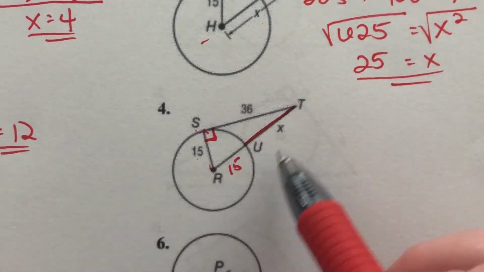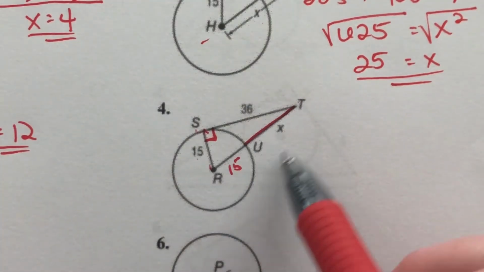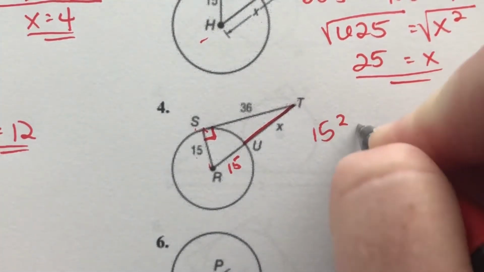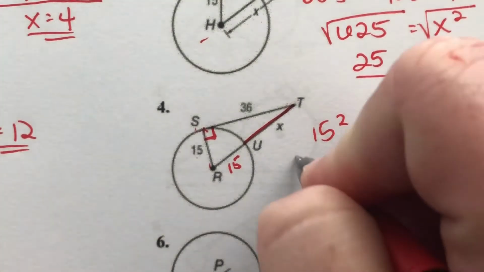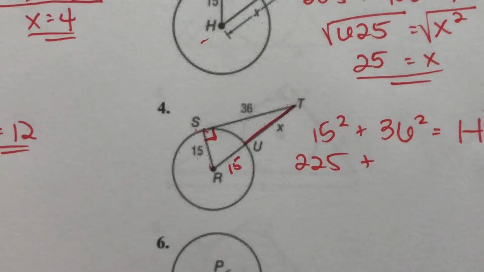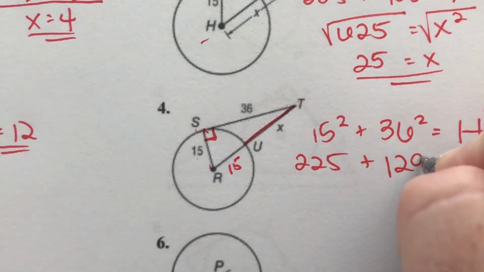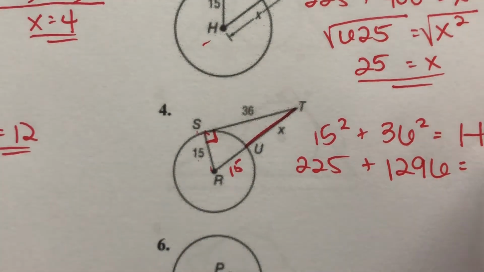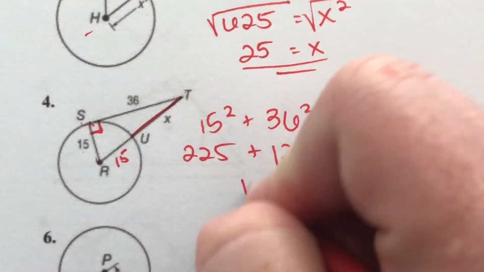To find the entire hypotenuse here, I'm going to use the Pythagorean theorem again. I'm going to call this whole side h, because it's the hypotenuse. So 15 squared plus 36 squared equals h squared. 225 plus, I don't know what 36 squared is, 1296. Is it really? Yep. Equals h squared. And add those together. 1521.